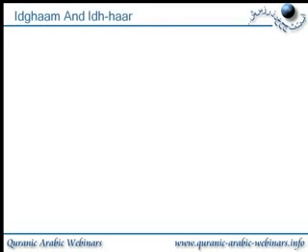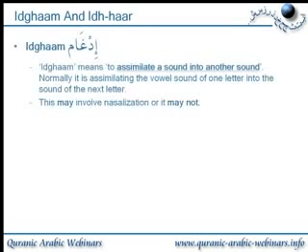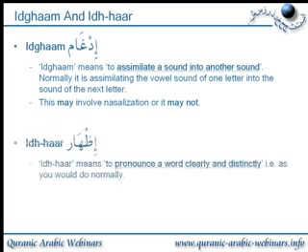So the first 2 terms are Idghaam and Izhar. Idghaam means to assimilate a sound into another sound. Normally it is assimilating the vowel sound of one letter into the sound of the next letter. This may involve nasalization or it may not. That's just an introduction to the term itself, and we're going to go through all of these with examples to explain this. Izhar means to pronounce a word clearly and distinctly as you would normally do.